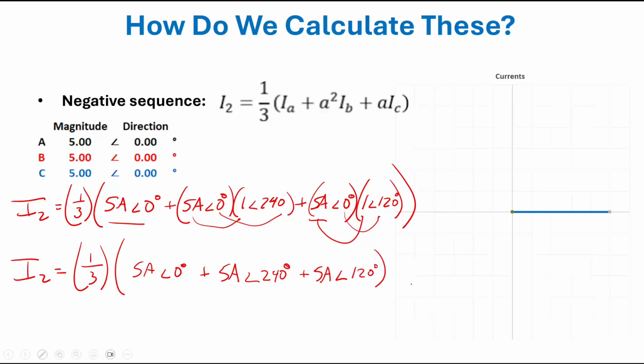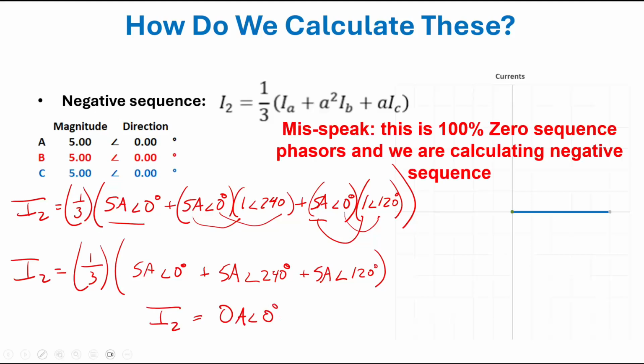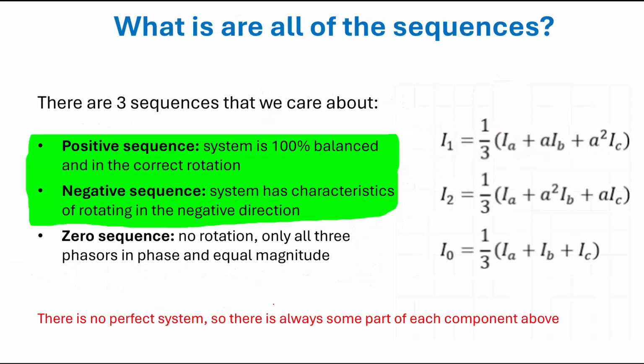If you look at this, this is 5 amps at 0, 5 amps at 240, and 5 amps at 120. Again, these will all cancel out, and you'll just be left with I2 equals 0 amps at an angle of 0 degrees. That's because this is a 100% negative sequence phasor system, okay? And you're trying to calculate the negative sequence. So that's both of those done.